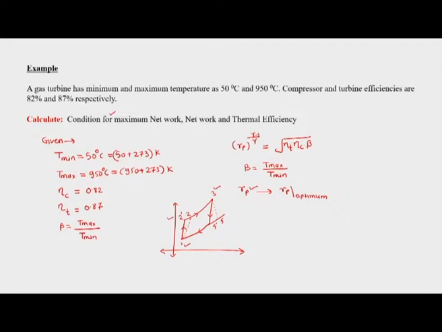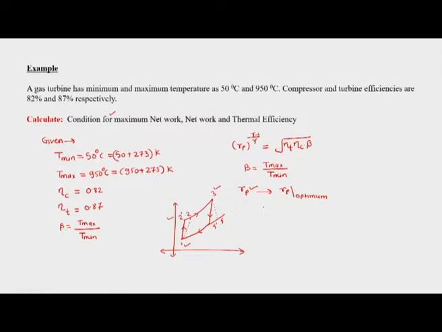So, we can use the formulas we derived for getting the properties at all the corners. In this case we now know the pressure ratio, which means we know P2 by P1, and that is our Rp, which in this case is optimum. So we can take the initial condition as 1 bar, we will assume that, and then, since we know Rp, once we know P1 we know P2.